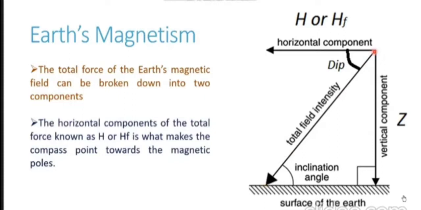This total magnetic field intensity is broken down into two components, the horizontal component and the vertical component. The horizontal component of the total force or the Earth's magnetic field is known as H or HF, horizontal force. Now this H or HF is what makes the compass point towards the magnetic pole, or this H or HF is responsible as a directive force which gives the directive force to our compass.